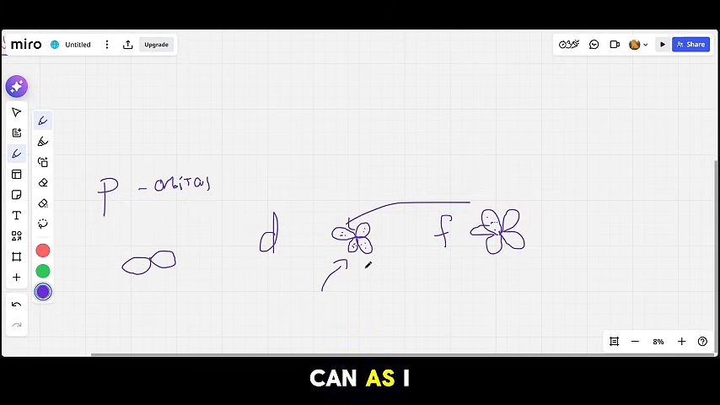Because as I said earlier, you can really never predict where an electron is going to be located at a certain time on an atom, on any single atom that you can possibly imagine from the periodic table of elements.